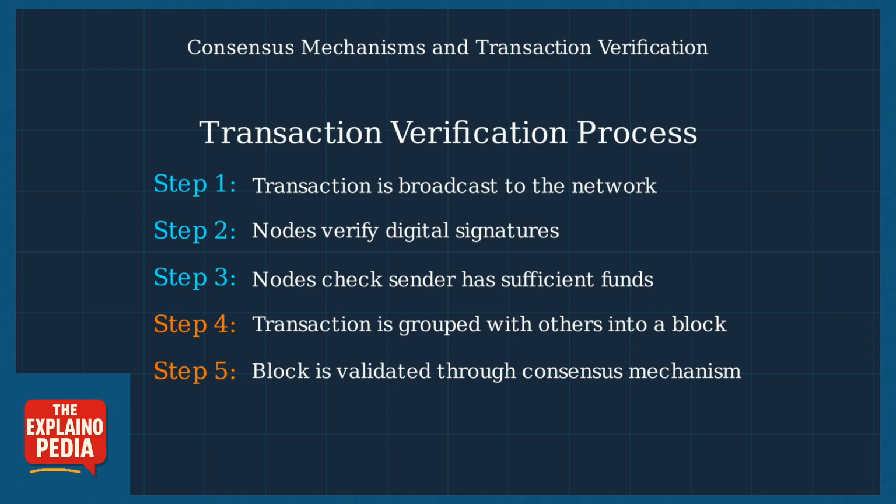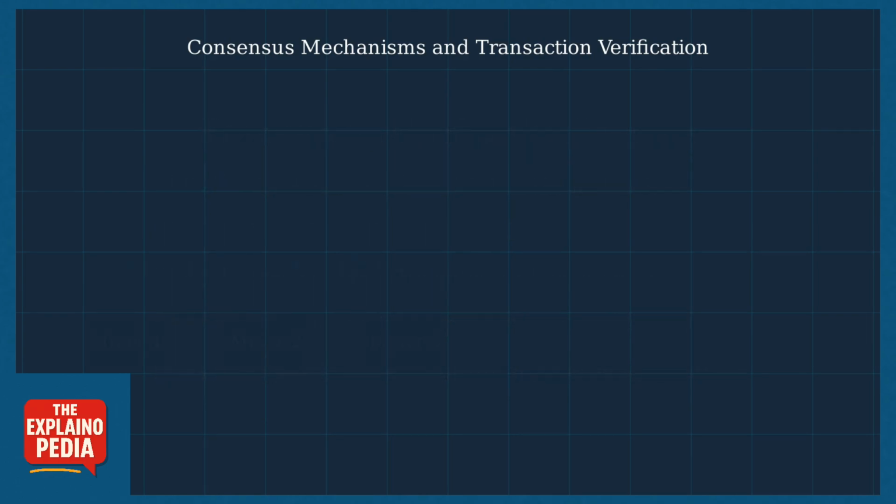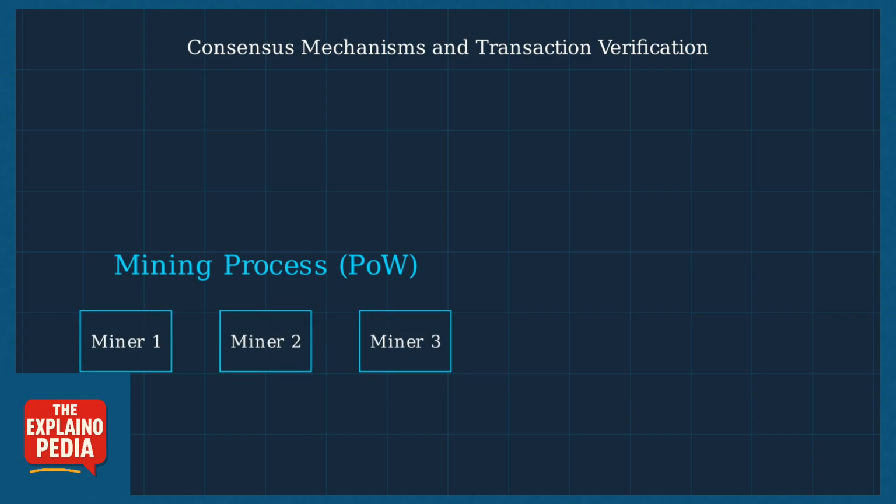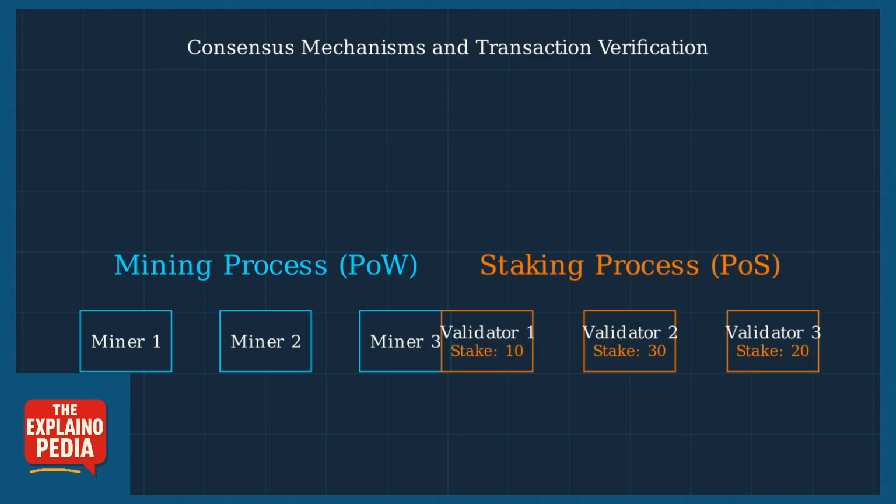In proof of work, miners compete by performing intensive calculations. The first miner to solve the puzzle gets to add the next block and receives a reward of newly minted cryptocurrency. In proof of stake, the probability of being chosen to validate the next block is proportional to the amount staked. Validators are incentivized to act honestly or risk losing their stake.